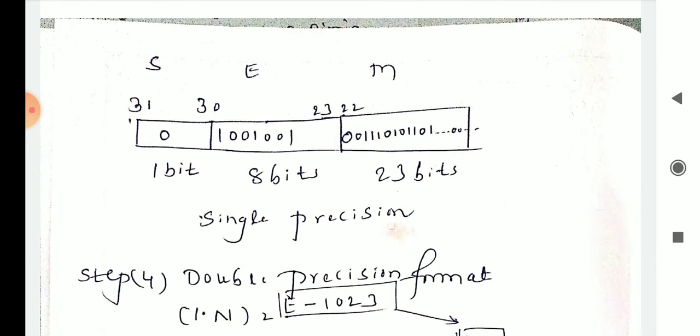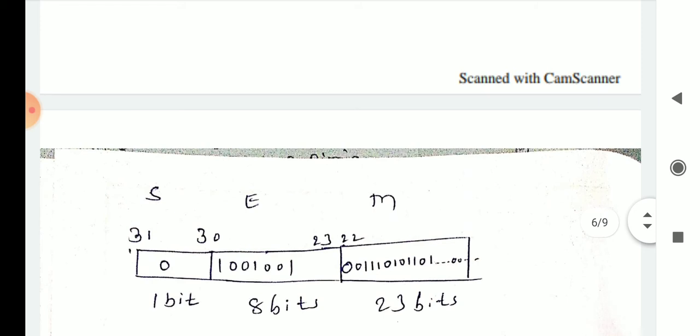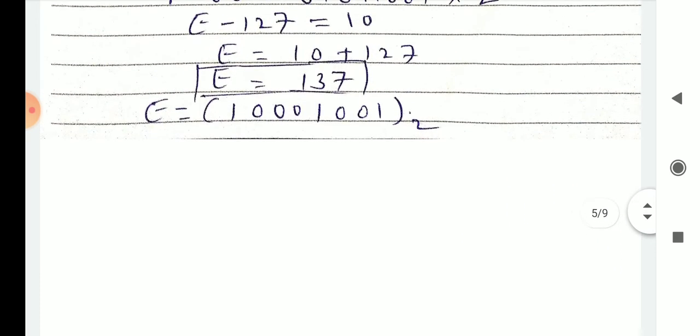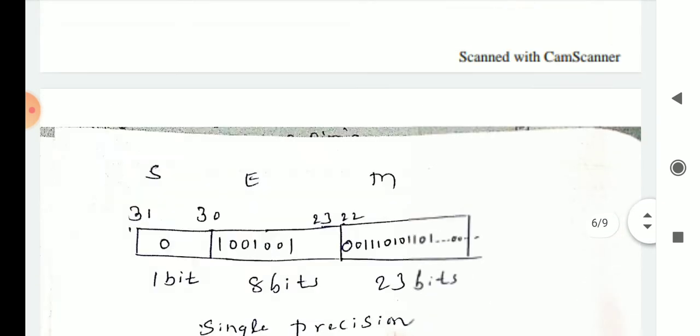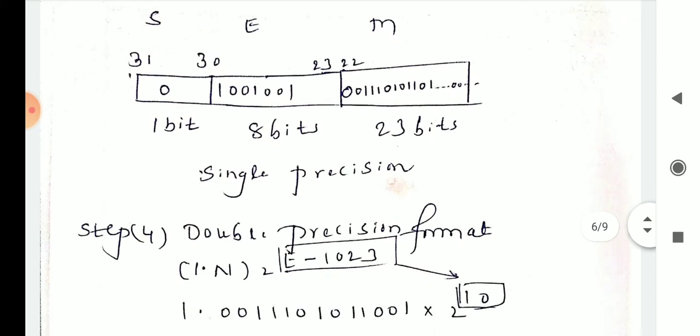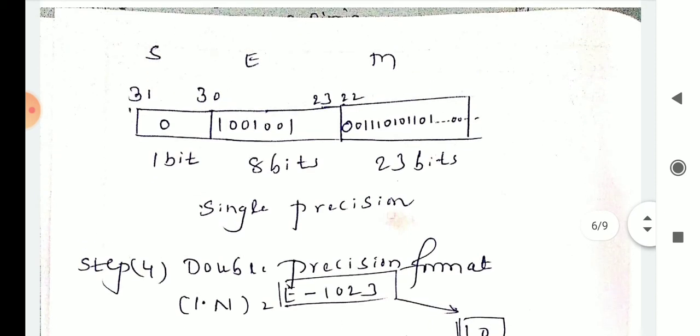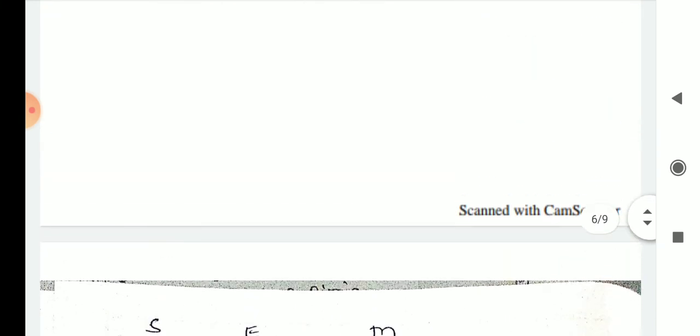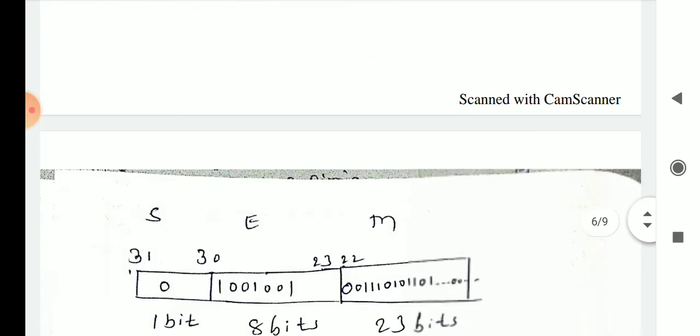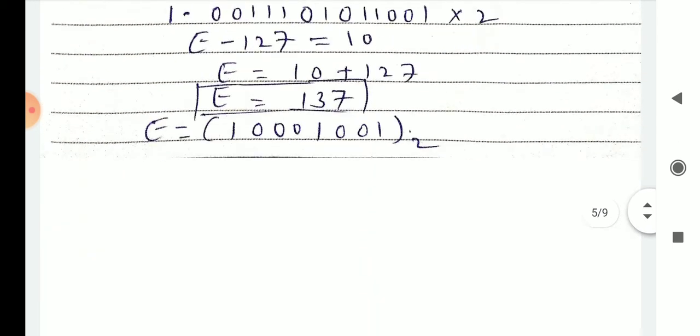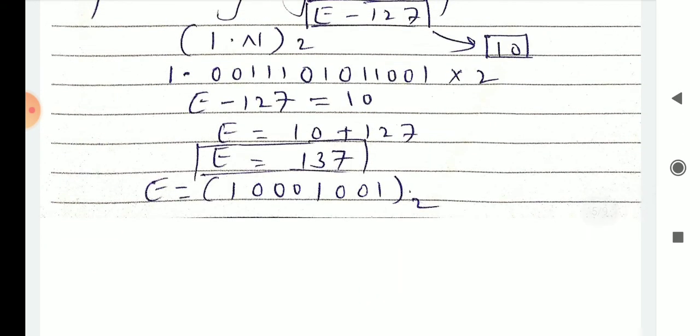S means sign, E means exponent, M means mantissa. You can remember it like that. Okay, so it is a positive number, so that's why you have to write 0 in 1 bit. The sign is positive, so that's why you write 0. Then you can write the exponent you have calculated here, in that format. Then you can write the mantissa. Mantissa means that normalized number. So 0 0 1 1 1 0 1 0 1 1 0 0 1.